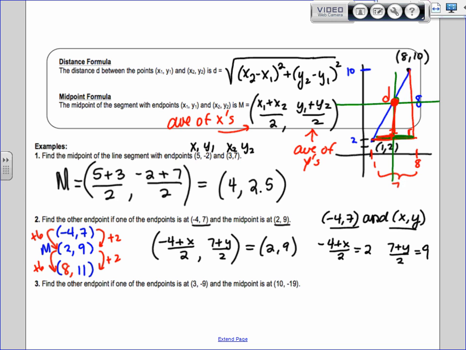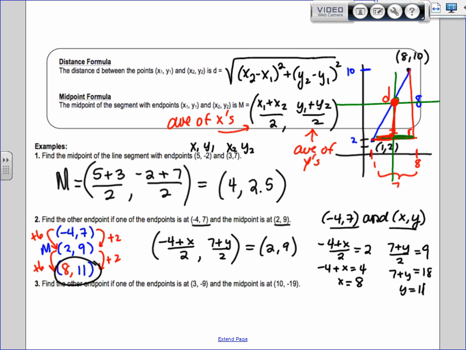equations. So I multiply the 2 over, so I get -4 plus x equals 4, and I add the 4 and I get 8. I multiply the 2 over, I get 18. I subtract the 7, so I get 11. Do you guys see how you end up getting exactly the same thing? 8, 11. Okay, but it's a little bit harder.